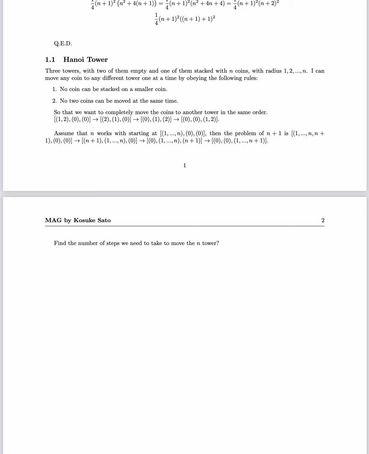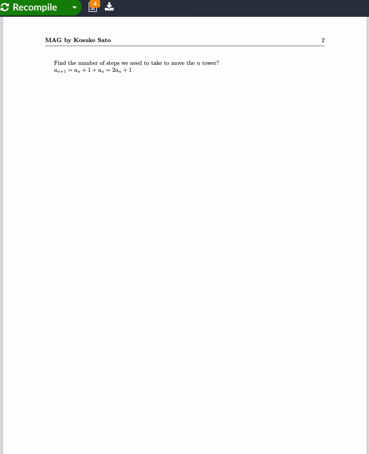So a sub n plus 1 is going to be equal to a sub n. Now we want to move n plus 1 to another place, right? From the first position to the third position, and that needs 1 step. And then we want to move this n tower to the tower that n plus 1 is currently at. So another a sub n, which is 2 a sub n plus 1. So basically our recursion is a sub n plus 1 is equal to 2 times a sub n plus 1. And we have a sub 1 is equal to 1.